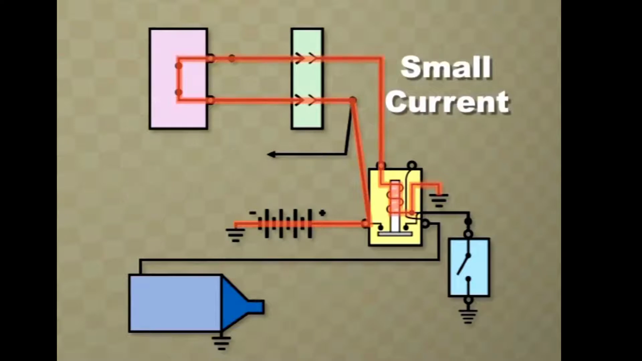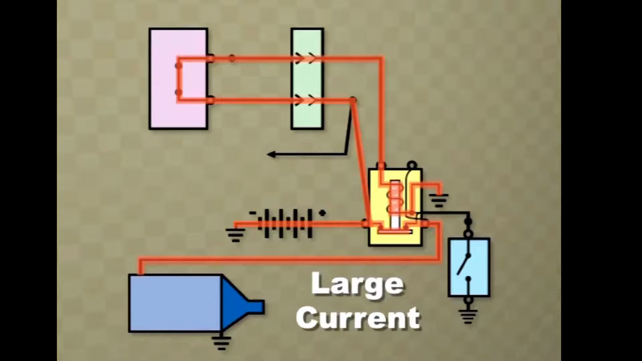When the ignition key is turned all the way, a small current flows through the solenoid windings, ignition switch, powertrain control module or PCM, and back through the battery. This energizes the solenoid and closes its contacts. A very high current can then flow through the starter motor, the solenoid, and battery to crank the engine.